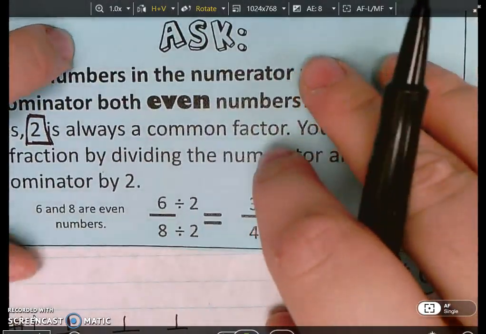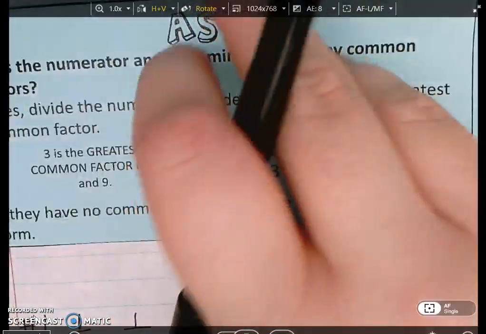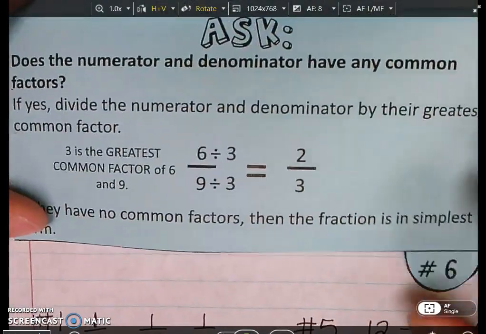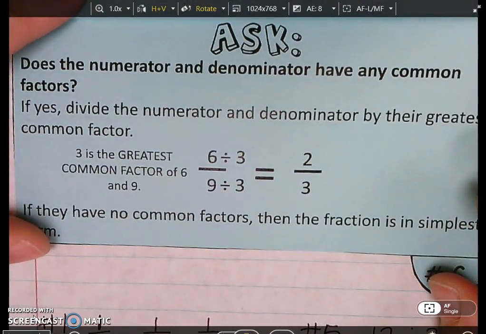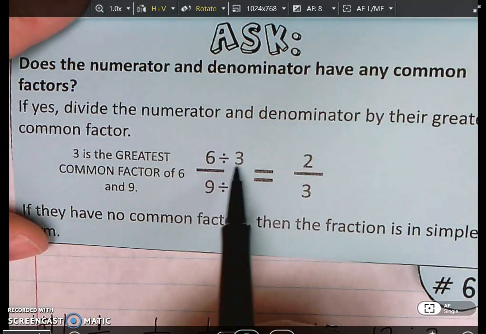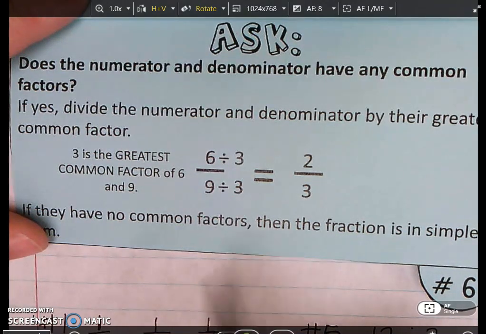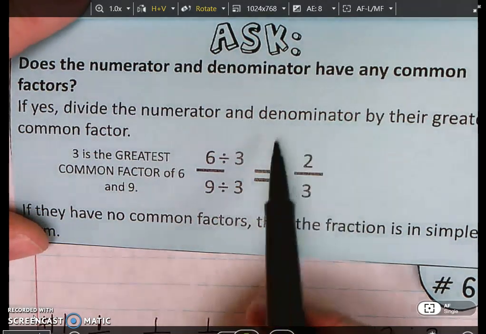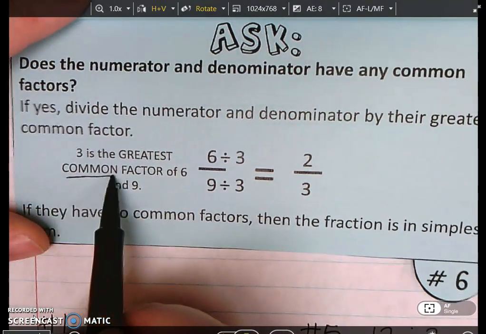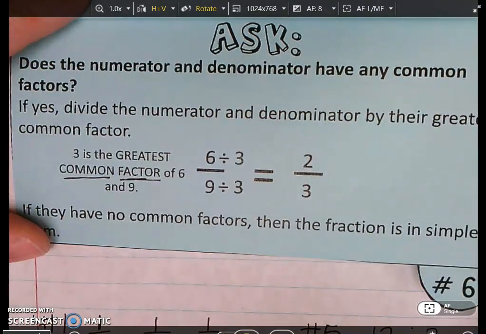Alright, and last one, number 6. Do the numerator and denominator have any common factors? If yes, then divide by that factor. So for example, if I have 6/9, I can divide by 3 on both the top and the bottom, which would give me the simplified fraction of 2/3. So we're looking for those common factors.